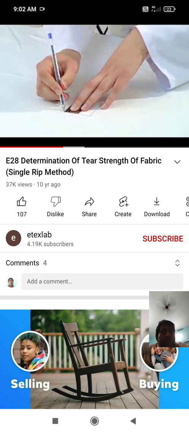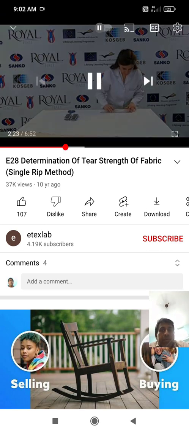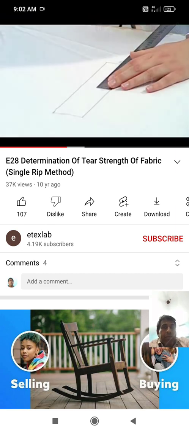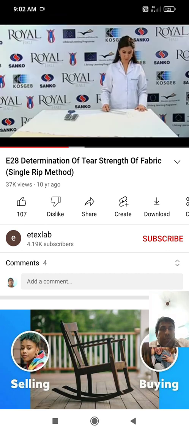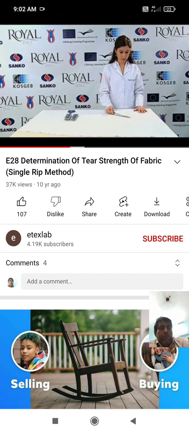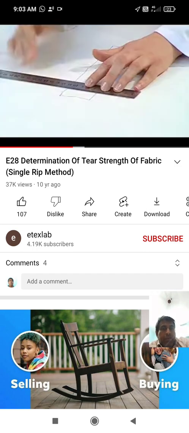25 millimeters are marked on the short selvage, which is 50 millimeters, of the rectangular sample that we prepared, and a line of 100 millimeters is drawn just in the middle. 25 millimeters are marked on the top of the marked fabric, that is the specimen, and at the end the tear line is drawn.